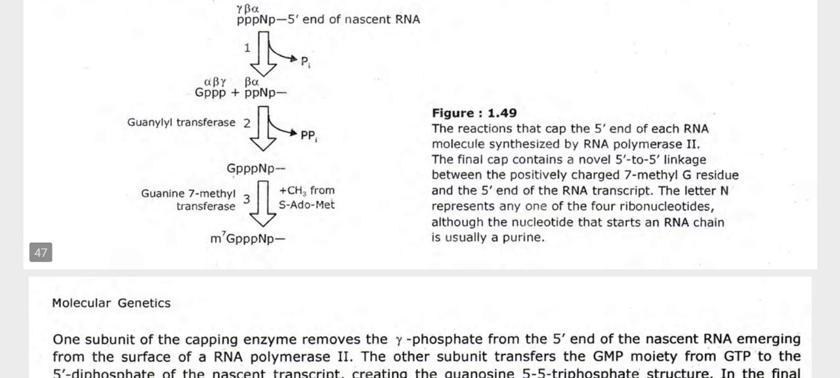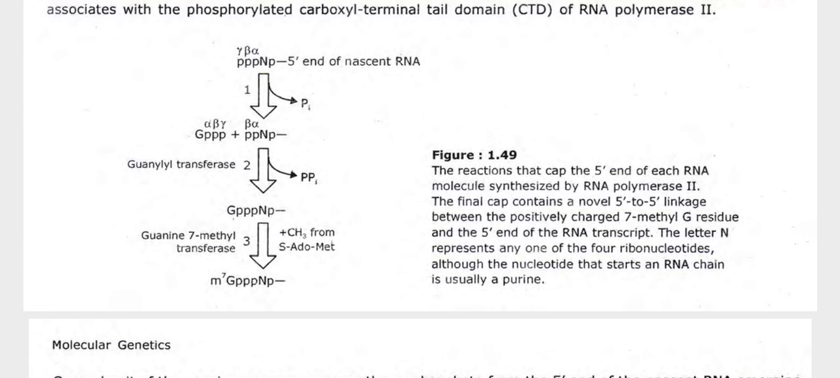Then, the reactions cap the 5' end of each RNA molecule synthesized by the RNA polymerase II. The final cap contains a novel 5' to 5' linkage between the positively charged 7-methyl G residue and the 5' end of the RNA transcript.